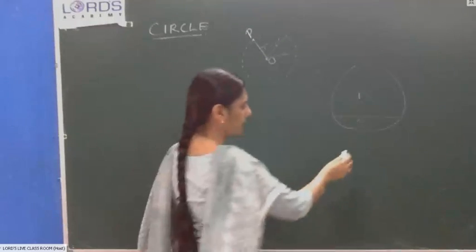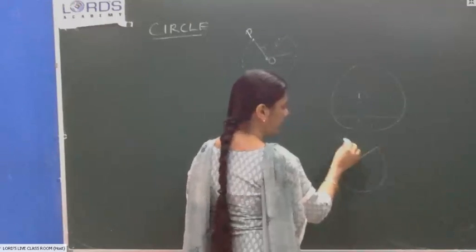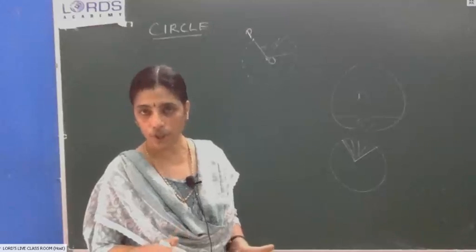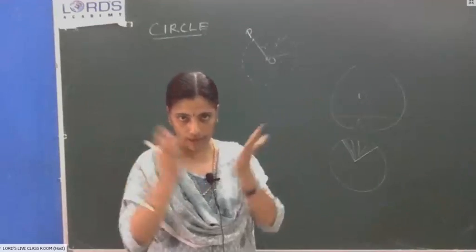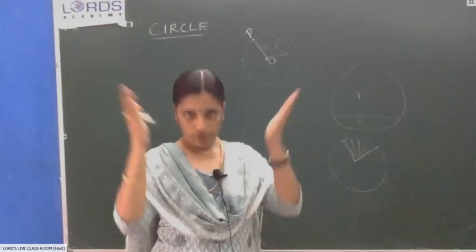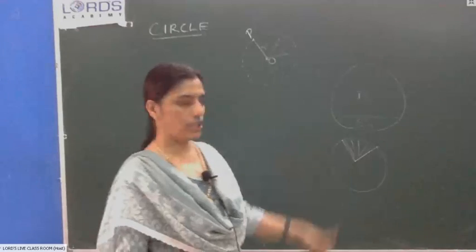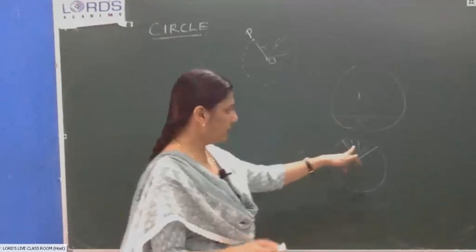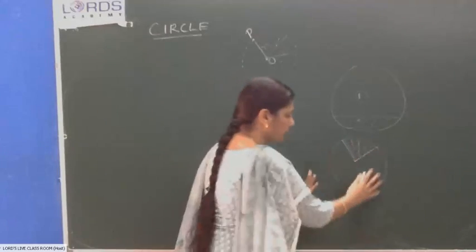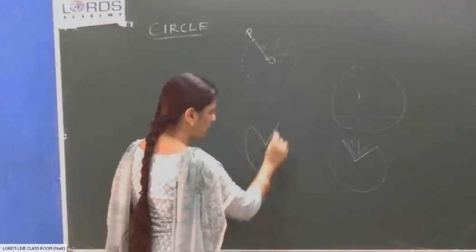What is meant by a sector? Sector means cake shape, a cake piece shape. Its definition: a sector is the portion of a circle which is bounded by 2 radii and 1 arc. That is the definition of a sector. This shaded one is a minor sector. The unshaded one is the major sector. See its shape.